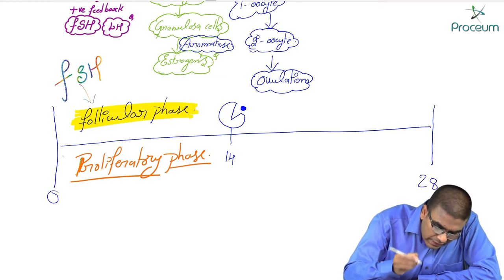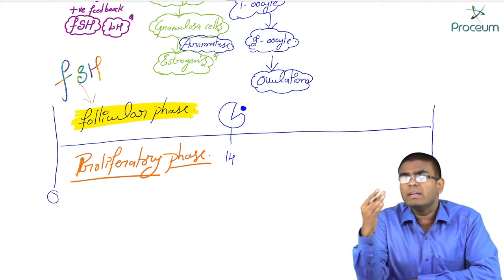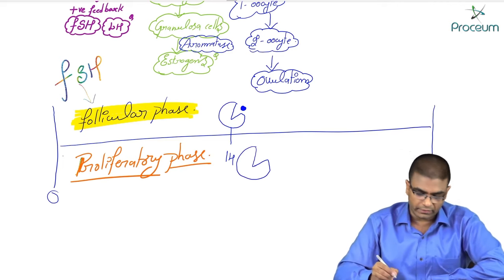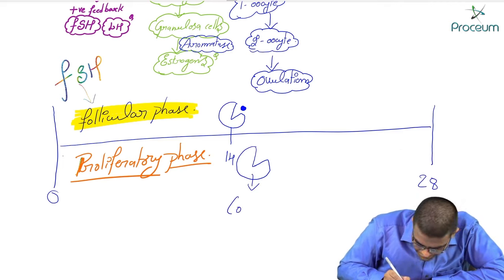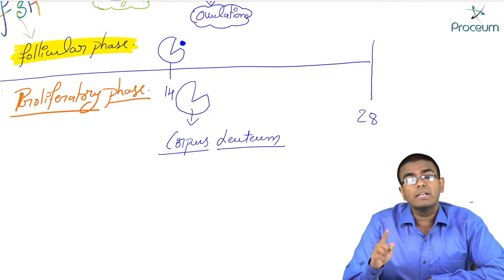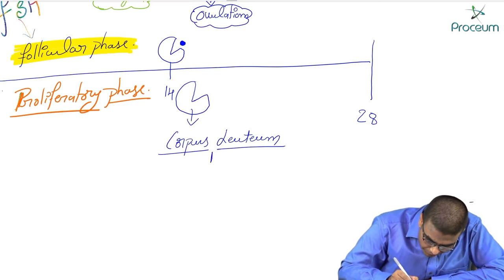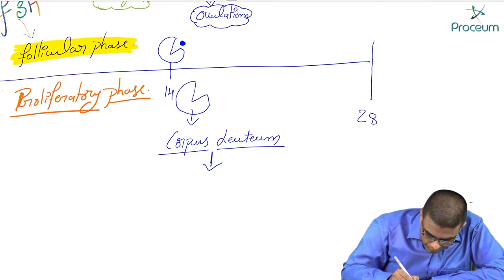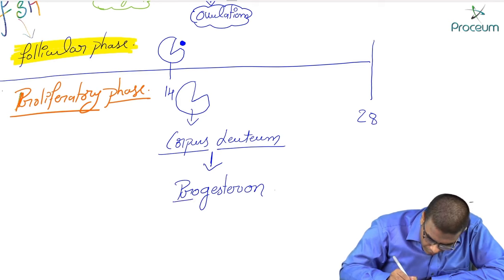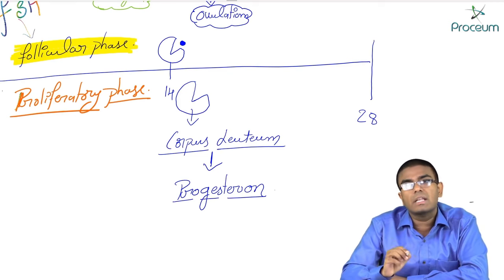Okay, well and good. In the second half, what exactly is happening? What happens with the follicle? The oocyte is gone, the primary oocyte converted into a secondary oocyte. It's a totally different story. What happens with the follicle? This is my follicle which is ruptured. The ruptured Graafian follicle will now become the corpus luteum. Now what exactly is this corpus luteum doing? The corpus luteum produces a hormone known as progesterone, a progestational hormone.